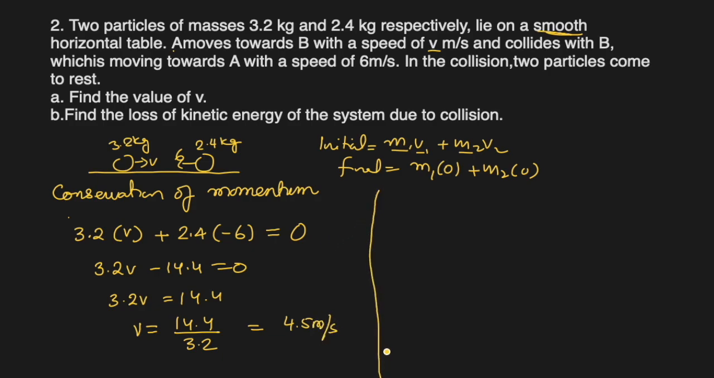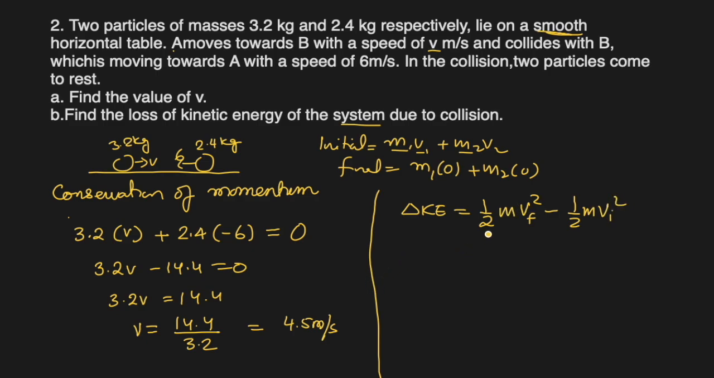And now we have B part also here. Find the loss of kinetic energy of the system. The system means both of them together due to collision. So change in kinetic energy or loss of kinetic energy in this case will be again half m v final square minus half m v initial square for both.